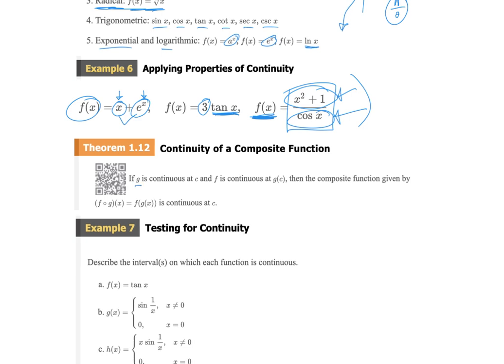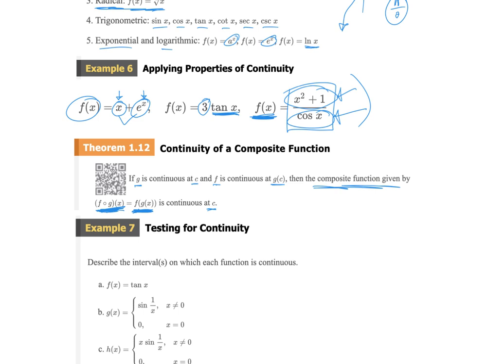Okay. Now, continuity of a composite function. If g is continuous at c and f is continuous at g of c, then the composite function given by f of g of x, or f of g of x written this way, this just utilizes the two different notations that some books use, just so you can see them both, is continuous at c.